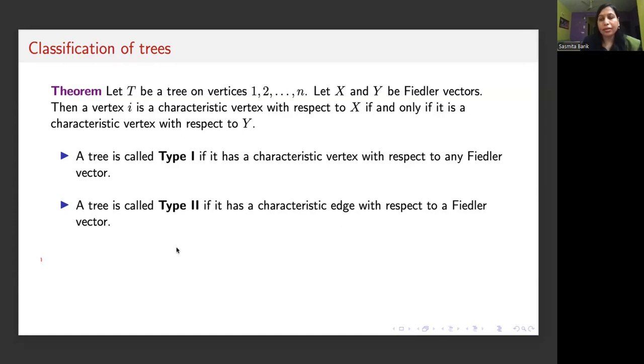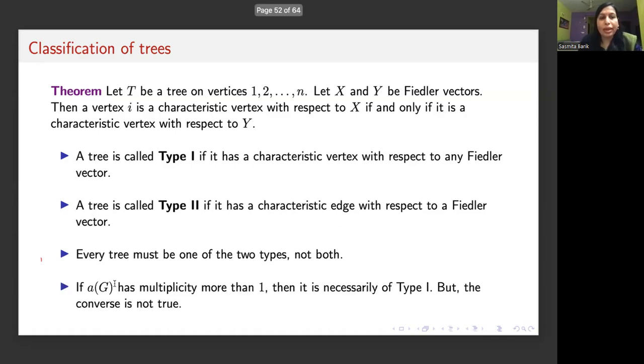And any tree, as we observed from our discussion, will be either type 1 or type 2. It cannot be both. Either this happens or that happens. And if the algebraic connectivity has multiplicity more than 1, we can conclude directly that it must be type 1, because it cannot be type 2. It must have characteristic vertices. But the converse is not true.